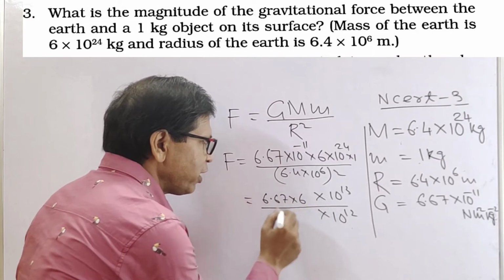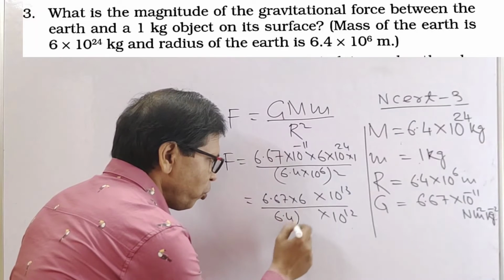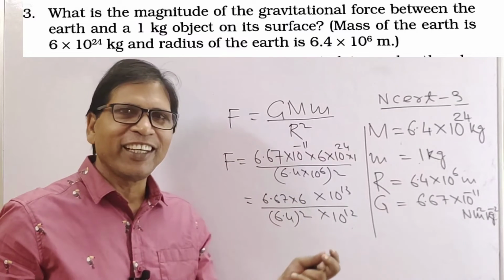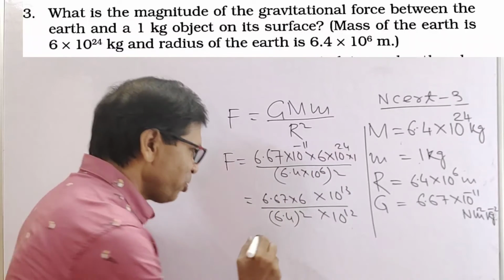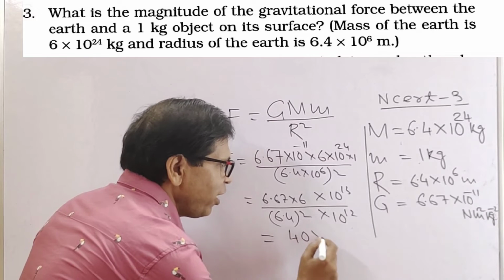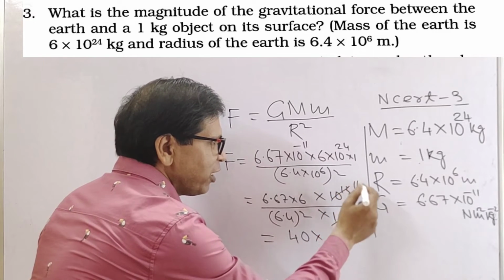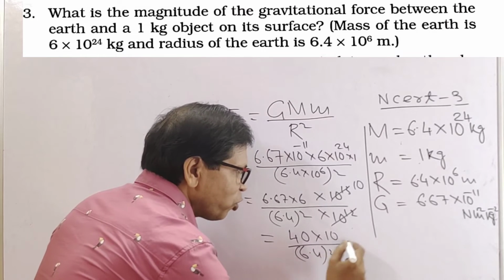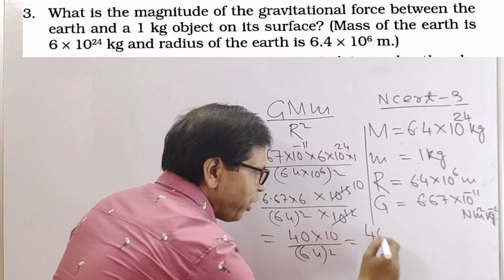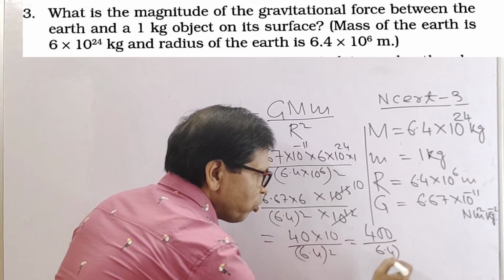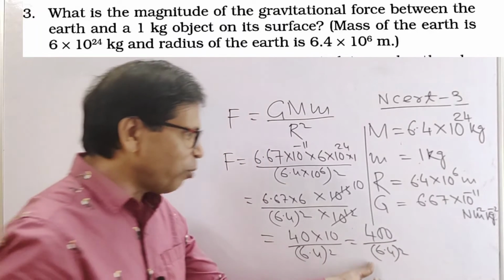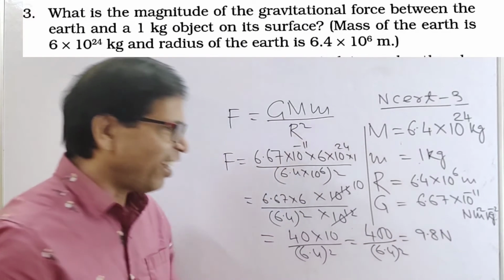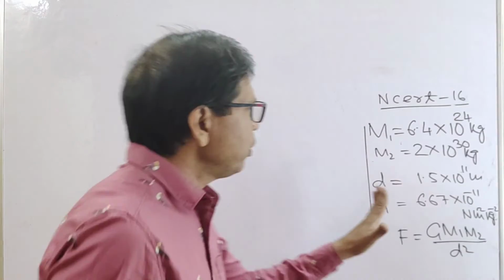Now here 6.67 into 6 and here 6.4 whole square. Understood? Now 6.67 into 6 is equal to 40. So this is 40 into 10 by 6.4 whole square, as the powers cancel out. So this is 400 divided by 6.4 whole square, which is almost 9.8 Newton. Okay. Understood? Next.